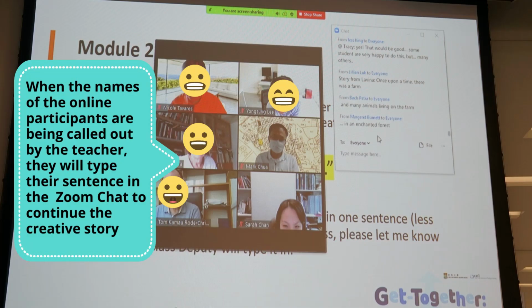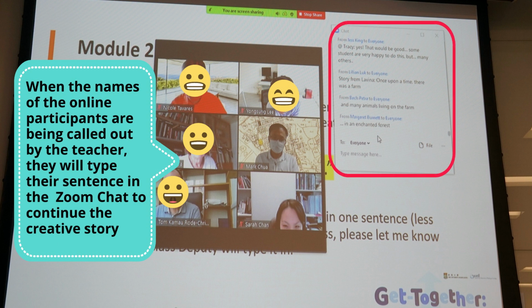And as you can see, when the names of the online participants are called out by me, the teacher, they will type their sentences into the Zoom chat to continue the creative story. So it gets way more interactive and is a very easy way to get students engaged in class.